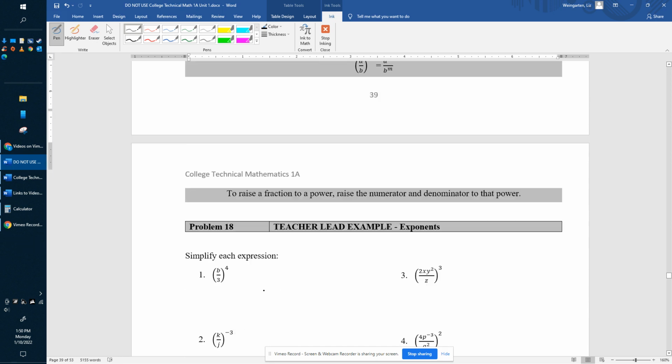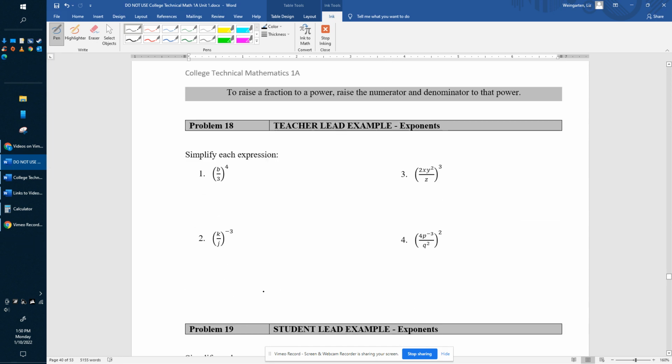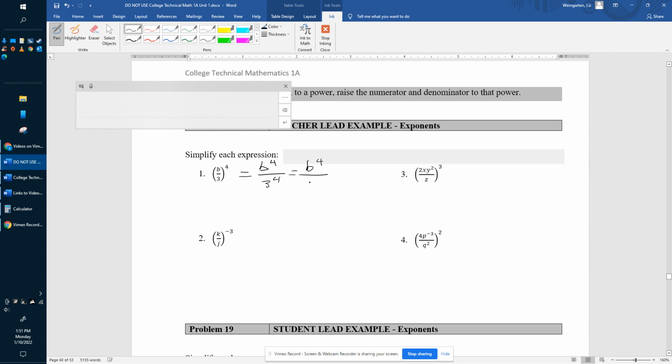Now let's use this property so we don't have to keep writing all of these fractions out. We start with b over 3 to the 4th. Let's distribute that out. We get b to the 4th over 3 to the 4th, which is b to the 4th over 81.